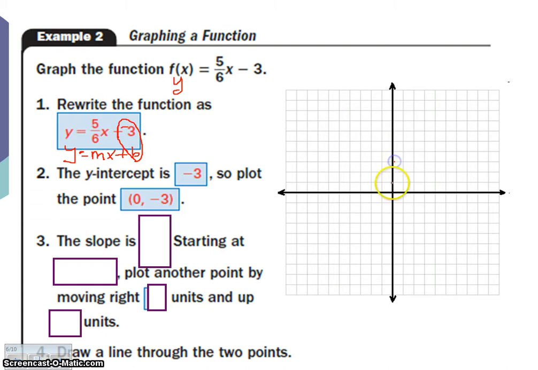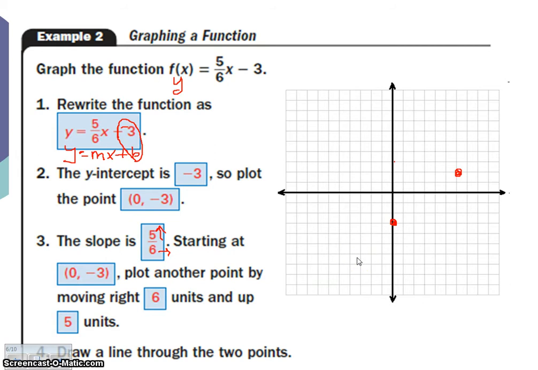So I'm going to start by plotting the point on negative 3. 1, 2, 3. Go negative 1, 2, 3. What's the slope? So from that point, I'm going 5 over 6. Now remember, I like to draw the arrows. So 5 is your rise, so that's going up. 6 is your run, which is going right. So from this dot, 1, 2, 3, 4, 5 over 6. 1, 2, 3, 4, 5, 6. Put a dot. And again, here they're going to tell you to go 6 units right, 5 units up.